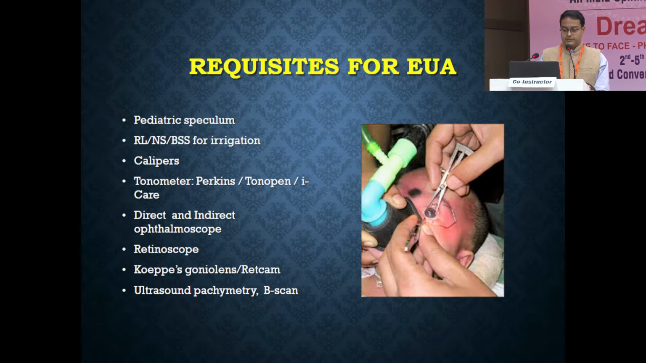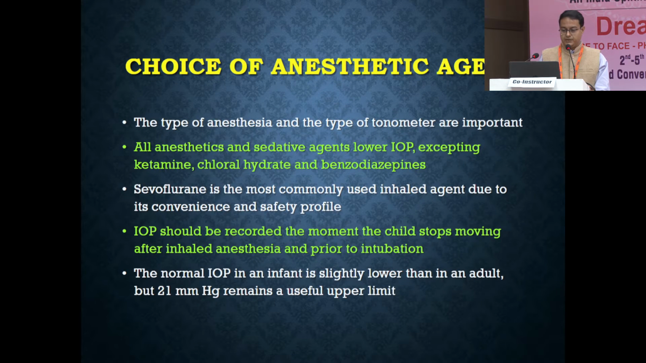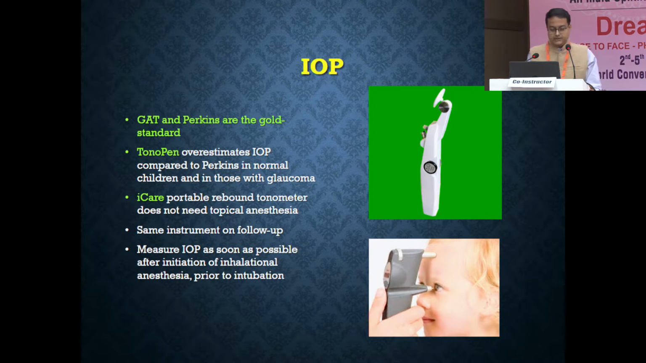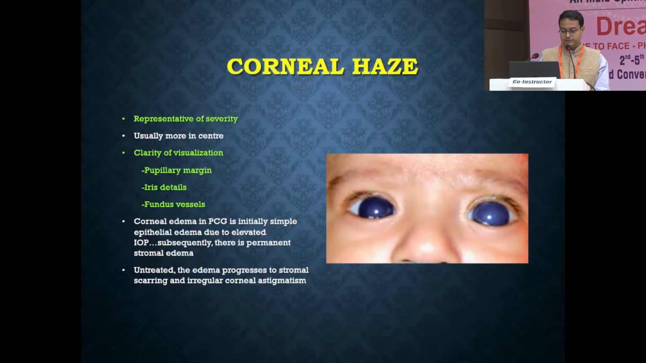Now these are the requisites for examination under anesthesia, and a few points about the choice of the anesthetic agent. All anesthetics and sedative agents lower IOP with a few exceptions like ketamine, chloral hydrate, and benzodiazepines. And it's very important that the IOP should be recorded the moment the child stops moving after inhaled anesthesia and prior to intubation, or else we'll get an erroneous measurement of the intraocular pressure. Now the IOP, classically, has to be measured by the Goldmann applanation tonometry or the Perkins, but the Tono-Pen and the iCare also have their advantages.